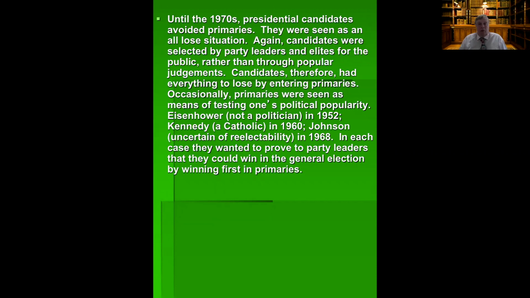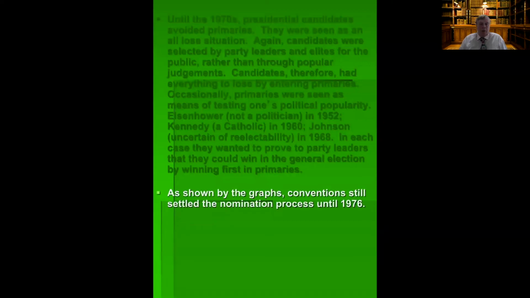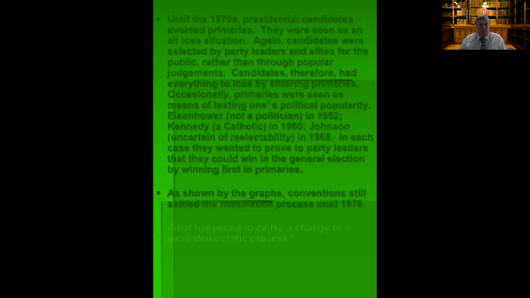And of course, he dropped out after 1968. In each case, what these candidates wanted to do was to prove to party leaders that they could win in the general election by winning first in primaries. So as we talked about with the graphs, conventions still settled the nomination process until about 1976. What happened to cause a change to a more democratic process?